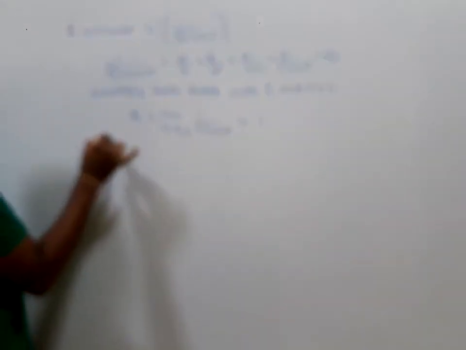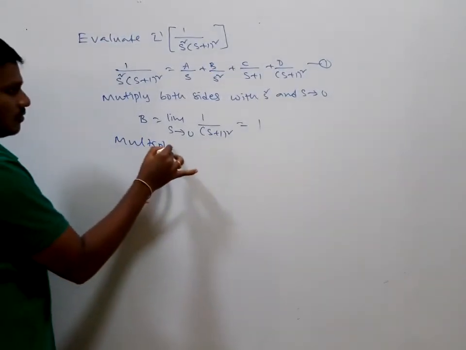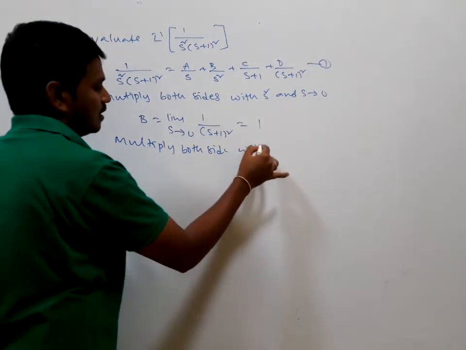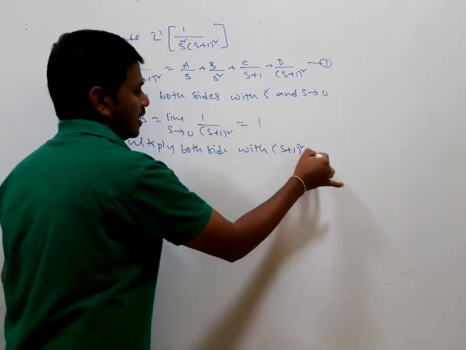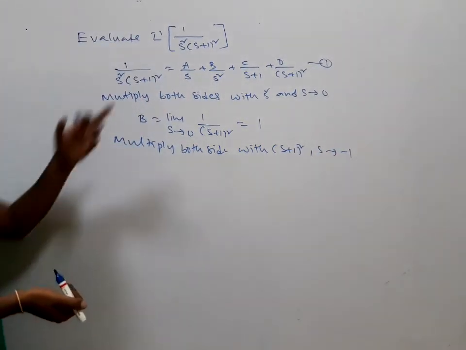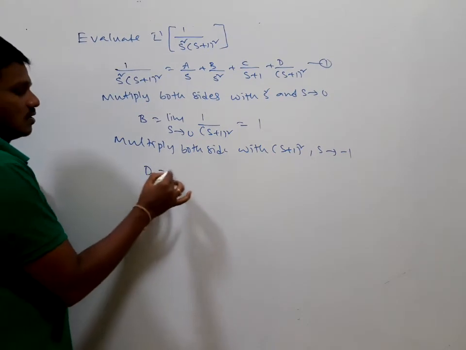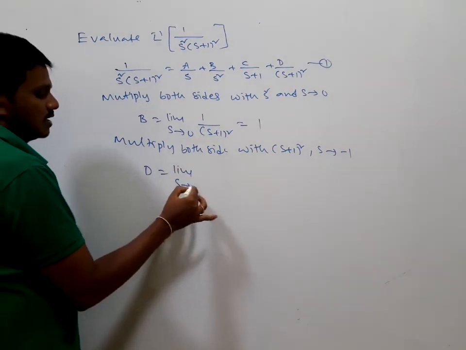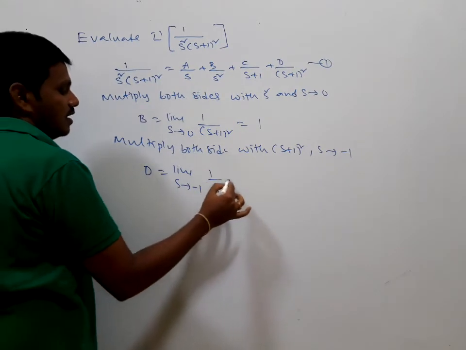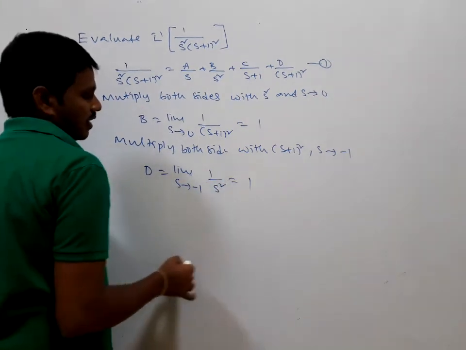Next, multiplying both sides with s plus 1 whole square and taking s tends to minus 1. So here d is equal to limit s tends to minus 1, s plus 1 whole square gets cancelled, we have 1 by s square, 1 by minus 1 whole square, which is nothing but 1.